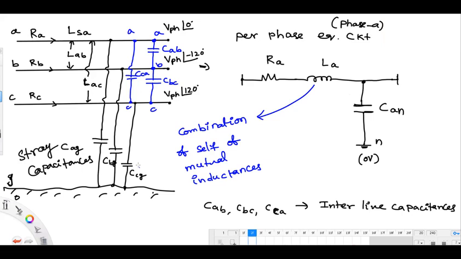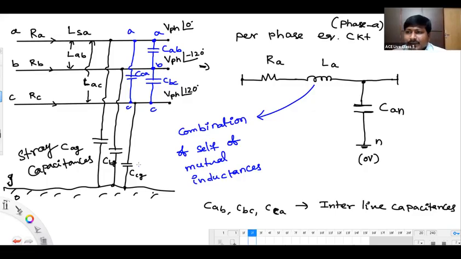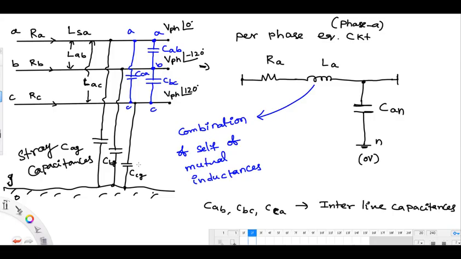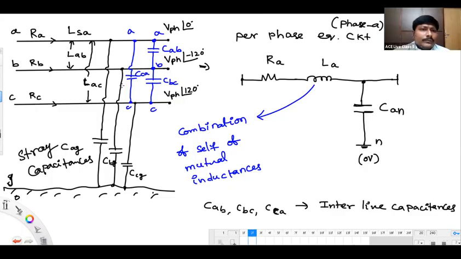Zero volts at the neutral means only in balanced condition, right? Otherwise, we construct the circuit only for balanced operation, else you consider it as positive sequence operation only. Per phase is only for balanced.